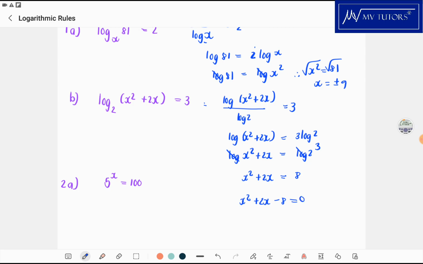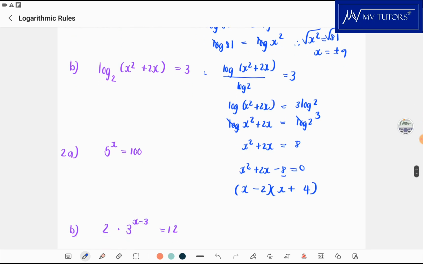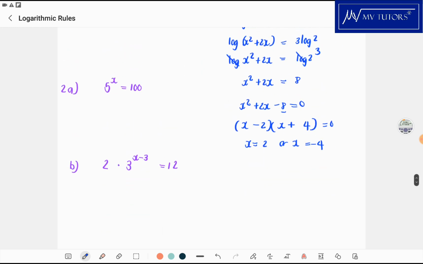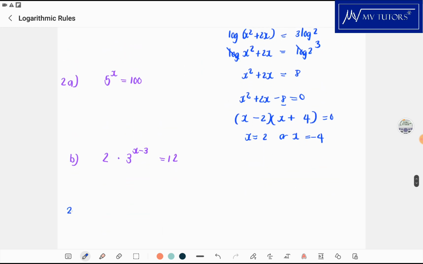So the factors of 8, I'm thinking 2 and 4, because 2 times 4 gives me 8, and 4 minus 2 gives me plus 2. Okay, so now I have it that x is equal to 2, or x is equal to negative 4. Okay, now let's go to 2a. I'm going to write it over here.